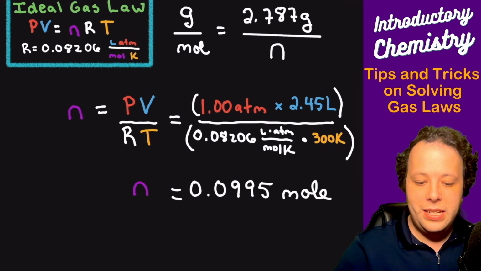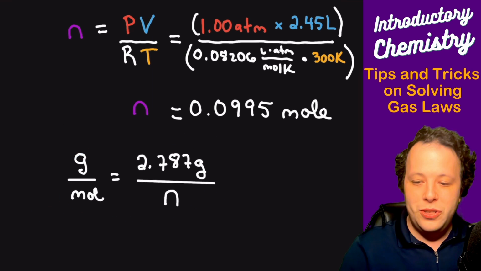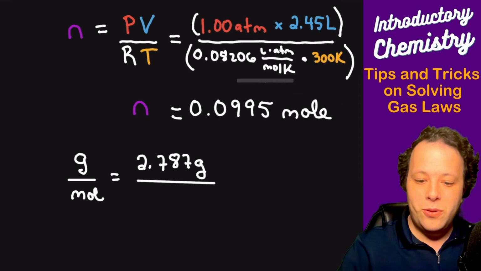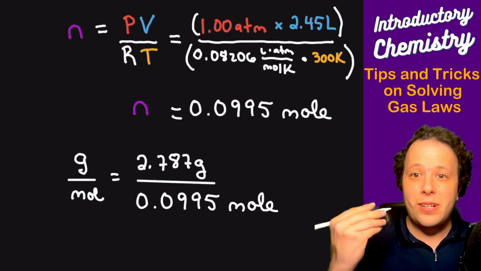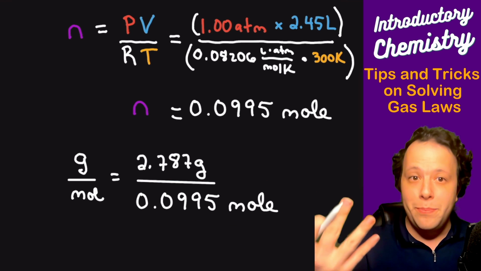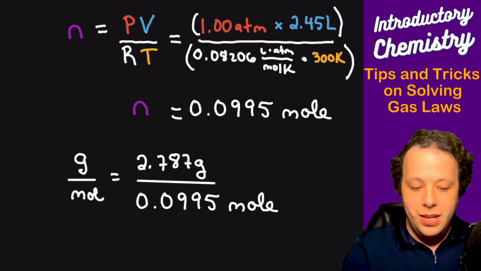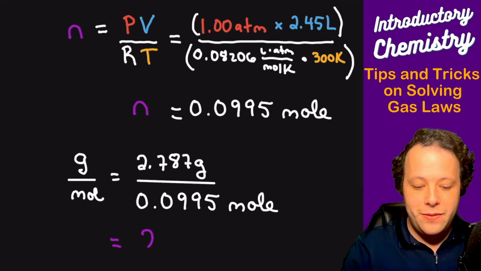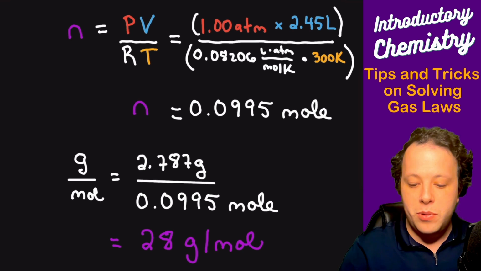So if we take this value from before, we are going to plug in our new number for n. So let's take that, and this will be grams over moles. By putting these two things in your calculator, you're essentially simplifying it. So we do 2.787 divided by 0.0995, hit enter, and what you are going to get is a value close to 28 grams per mole.